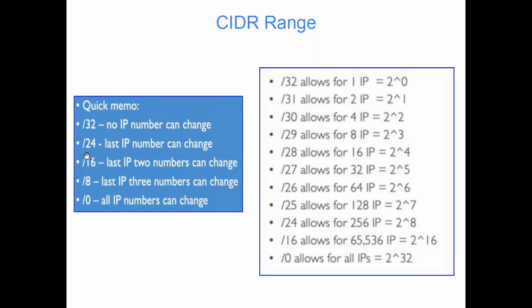Similarly, if you go further down to /16, that means the last two, C and D parts, can change. That will become this range. Similarly, /8 means the last 3 can change, and /0 means all IP numbers can change. That would be a very, very big limit: 2 raised to the power 32, so this number multiplied by the same number again. I'm stopping here because this is actually a very confusing concept.